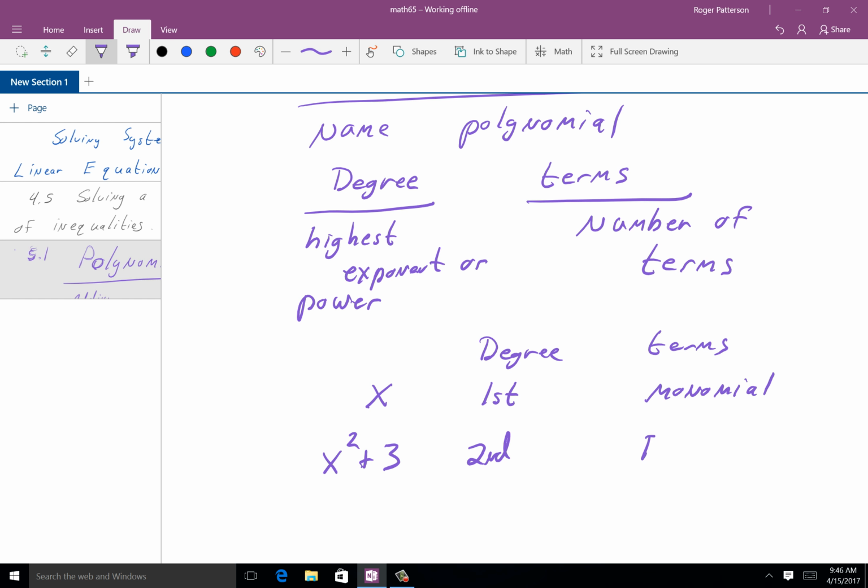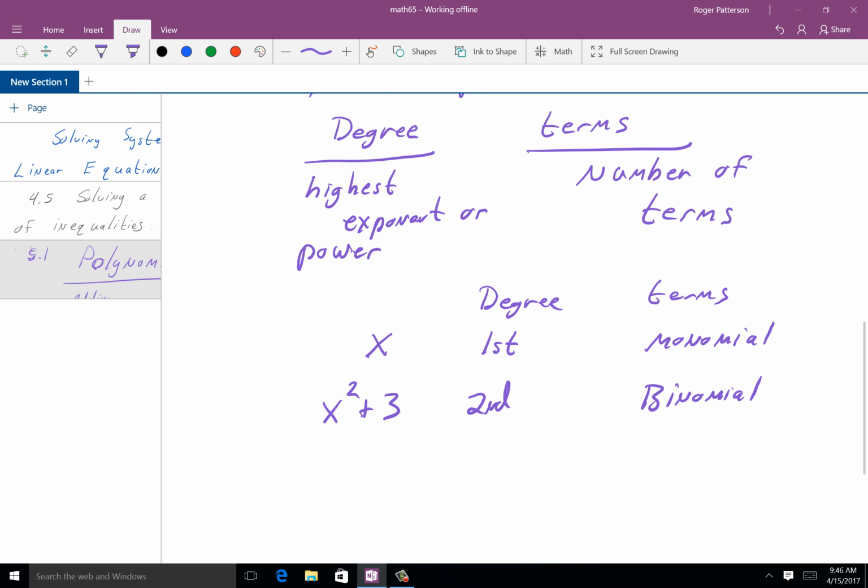It has 2 terms, so it's called a binomial. Bi means 2. If we have x squared plus x, let's actually make this an x cubed just for kicks. x cubed plus x plus 4, all right, that would be a third degree polynomial because the highest power is 3. And this would be called a trinomial because tri means 3. And that's kind of how they're named.